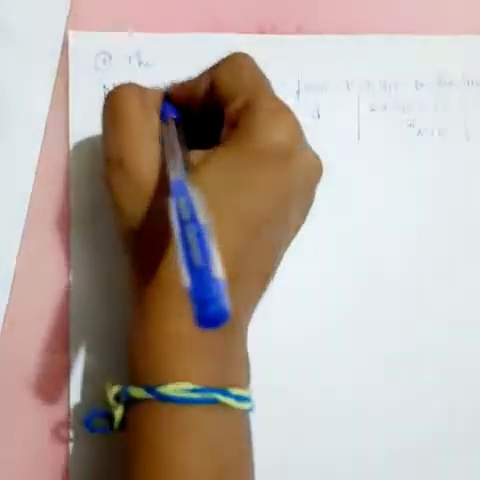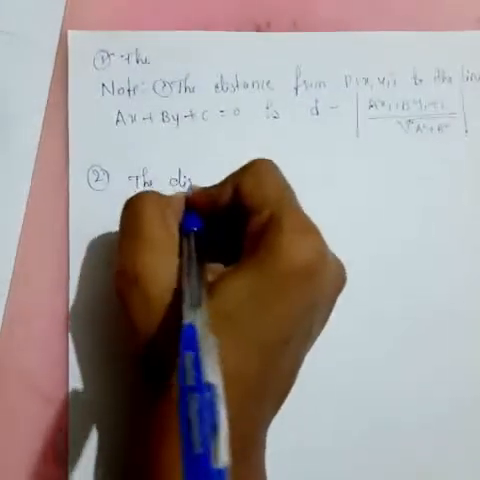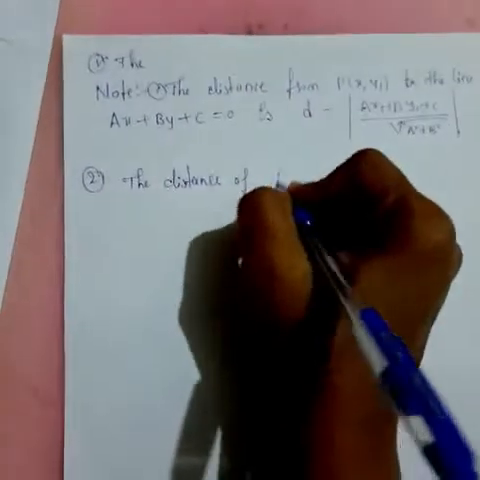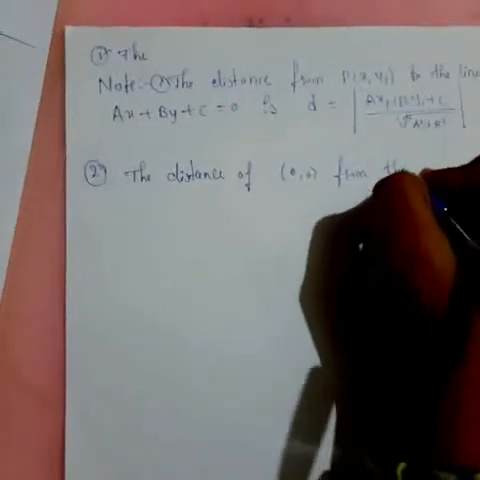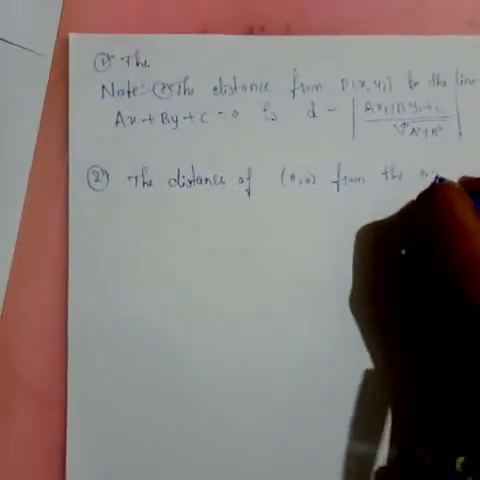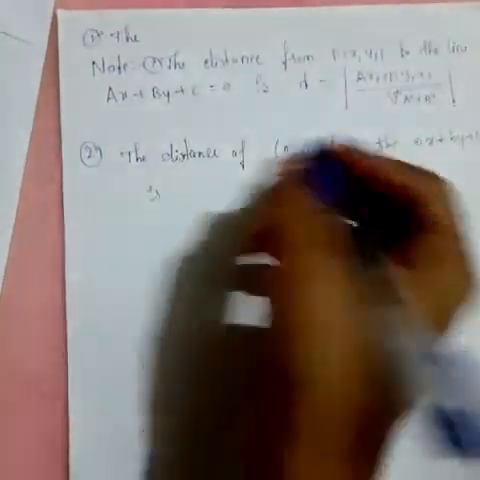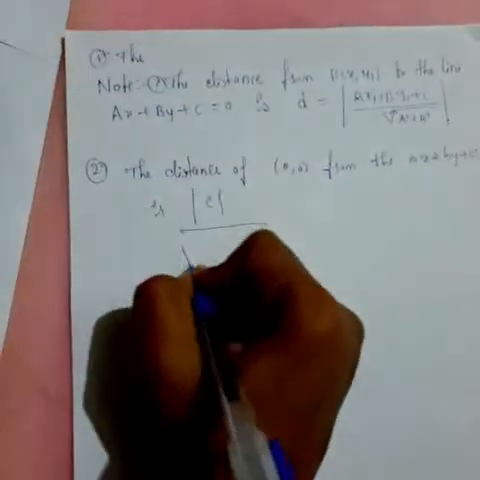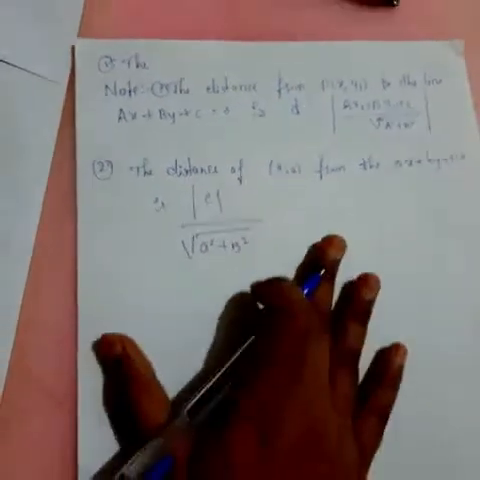Next, one more note is the distance of (0, 0) from the line. Suppose your given point is the origin, then what would be the distance from that particular line? Just put that value, you will get what? Mod of c divided by square root of a square plus b square.